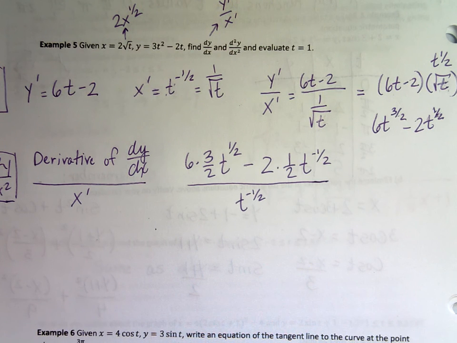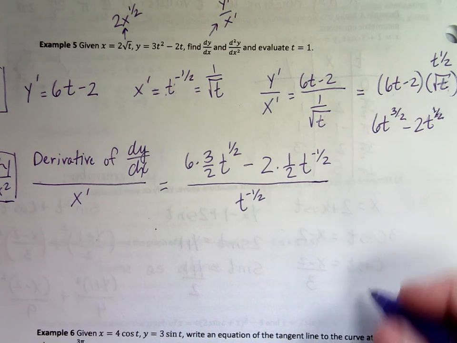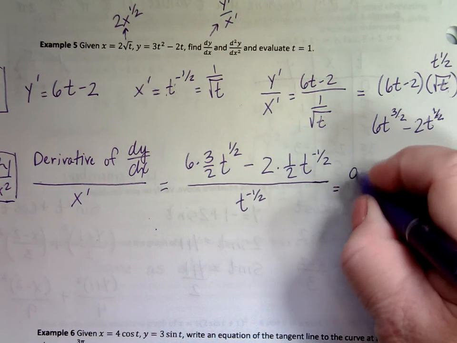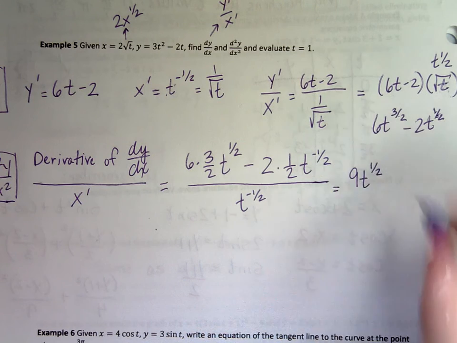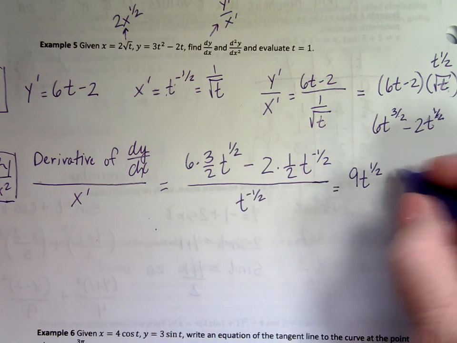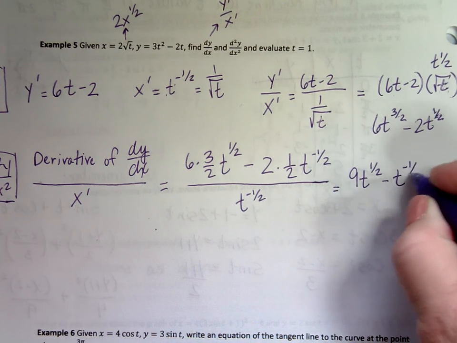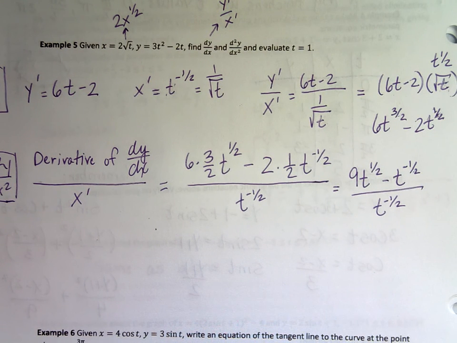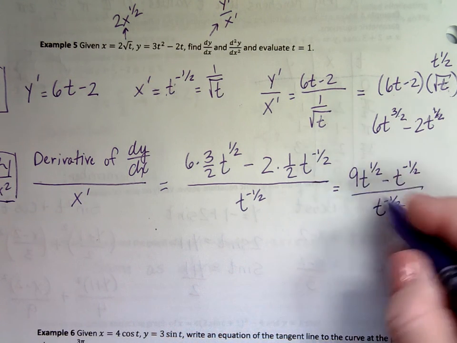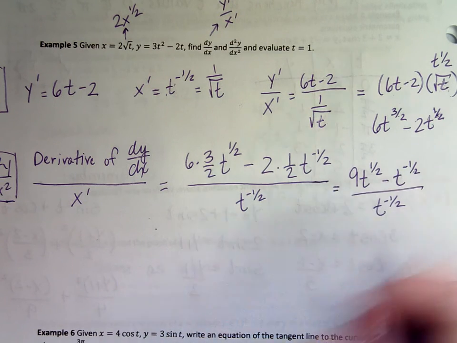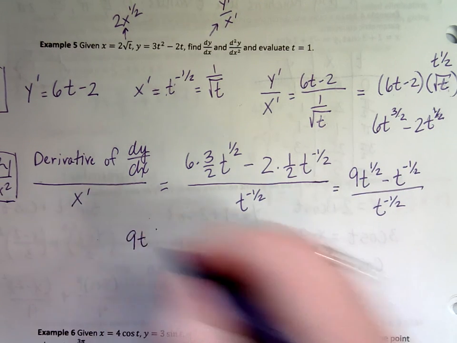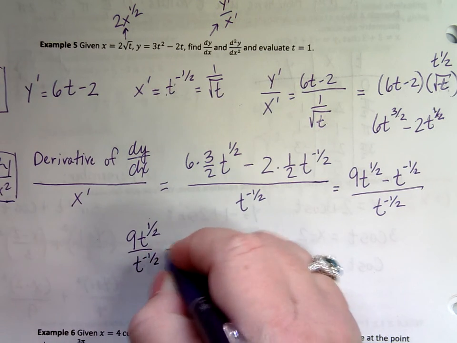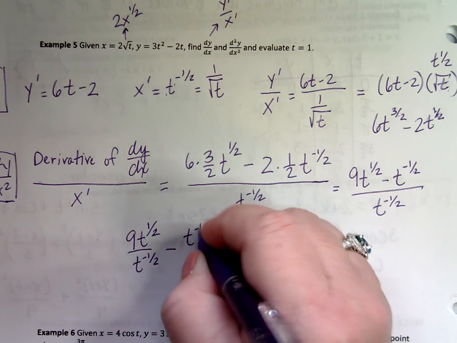All right, I'm still working on this. Let's see if we can simplify a little better. I have 18 over 2 is 9t to the 1/2. I have 2 times 1/2, they cancel, so minus t to the negative 1/2, over t to the negative 1/2. And then I can divide this up as a single monomial denominator, so I can put them separately over each other here. Watch and see. 9t to the 1/2 over t to the negative 1/2 minus t to the negative 1/2 over t to the negative 1/2.